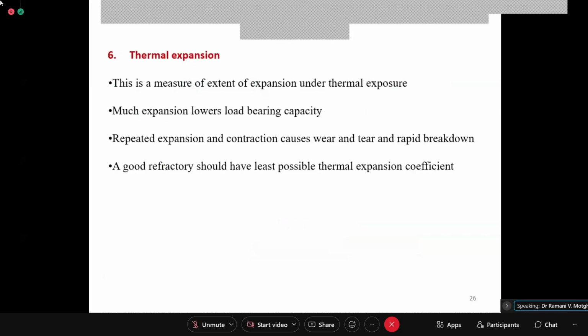Then thermal expansion. This is a measure of extent of expansion under thermal exposure. Much expansion lowers load bearing capacity. Repeated expansion and contraction causes wear and tear and rapid breakdown. A good refractory should have the least possible thermal expansion coefficient.